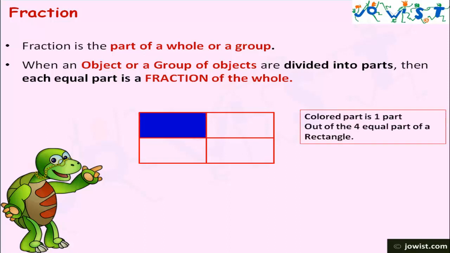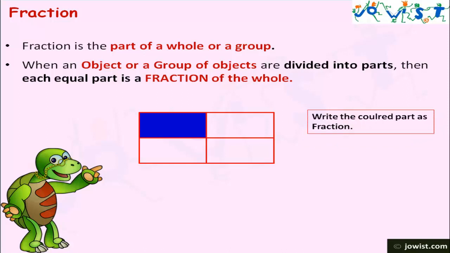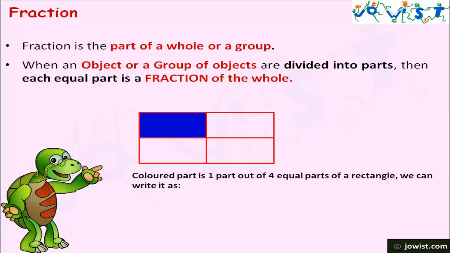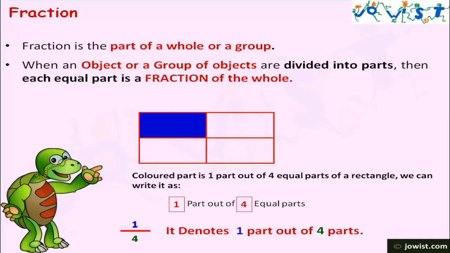If we shade or color one part out of the 4 equal parts of the rectangle, what will be the fraction of the colored part? Colored part is one part of 4 equal parts of rectangle. We can write it as one part of 4 equal parts. It can be written in fraction as 1/4. It denotes one part out of 4 parts.